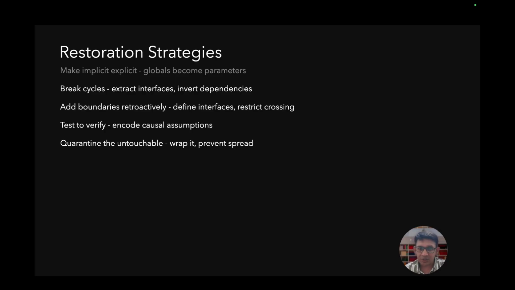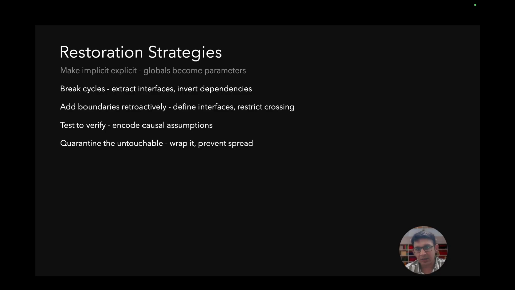Now, let's look at some strategies for restoration. The first is to make implicit dependencies explicit. You find global state reads and turn them into parameters. Find hidden service calls and pass services explicitly. Now, this increases parameter list, but it makes causality visible.